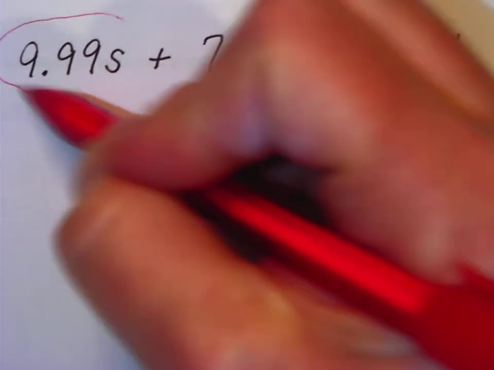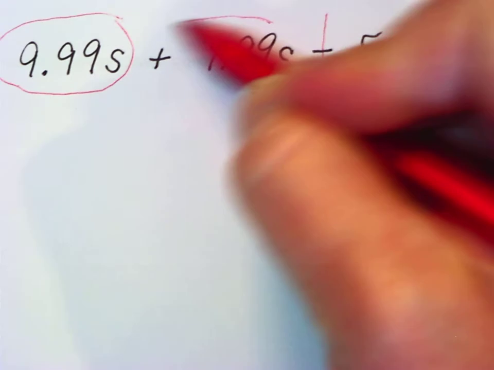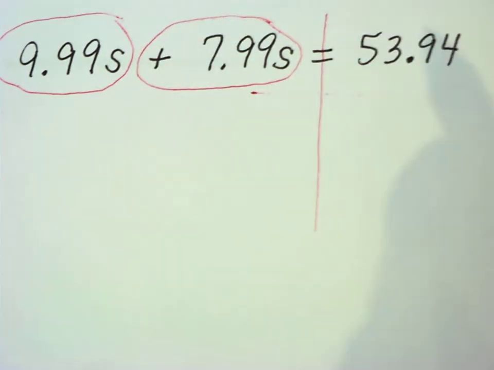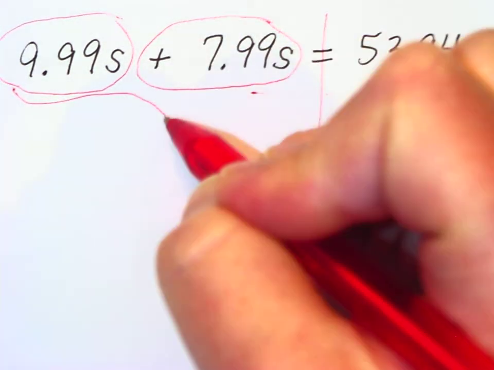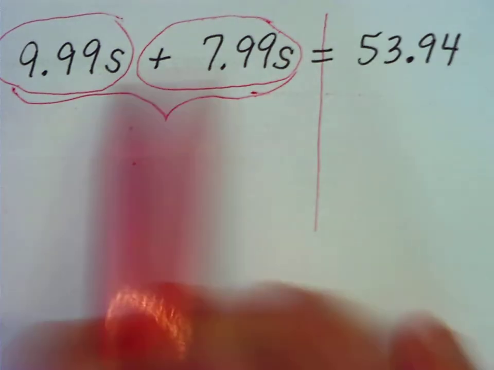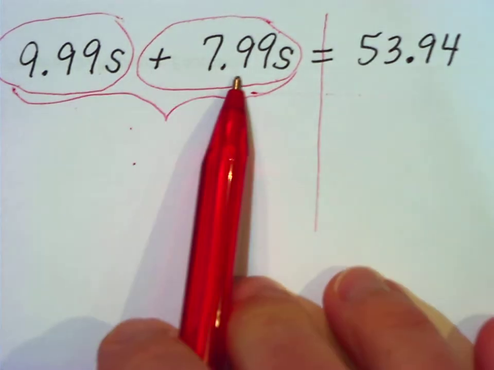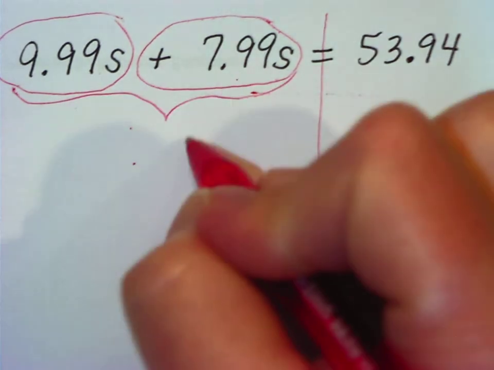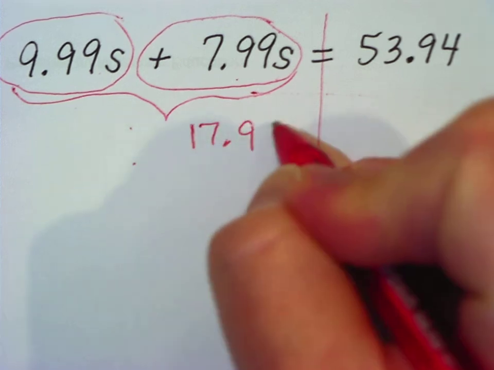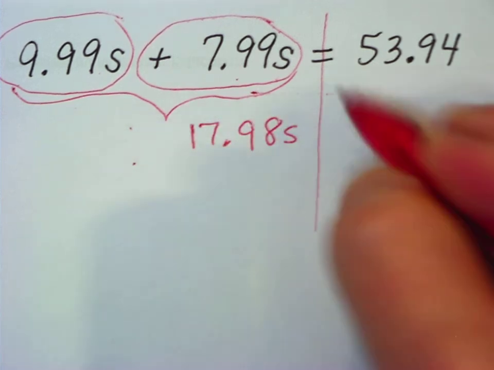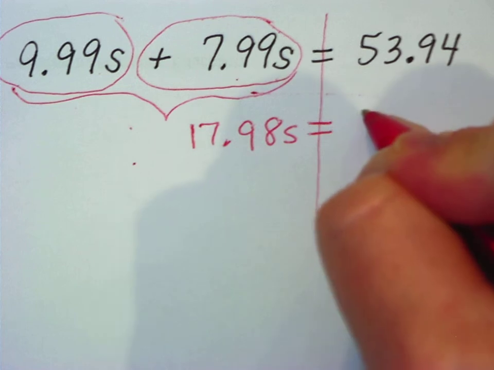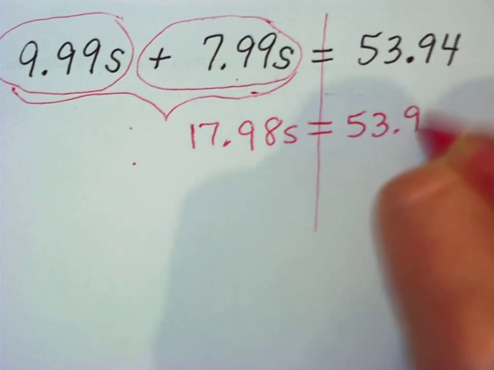This is a positive 9.99s and this is a positive 7.99s. I'm going to add these two together. They're both positive. They both have an S. So 9.99s plus 7.99s is 17.98s. I'm going to bring down my equal sign and my 53.94 on this side.